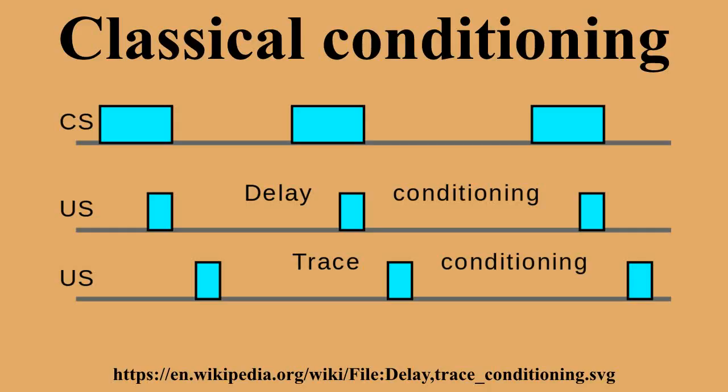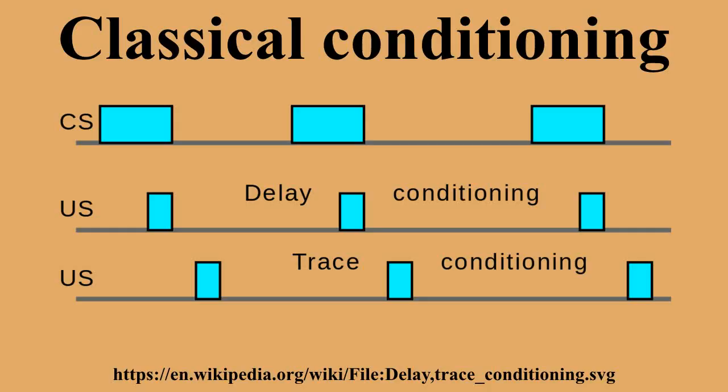Simultaneous conditioning. During simultaneous conditioning, the CS and US are presented and terminated at the same time. For example, if you ring a bell and blow a puff of air into a person's eye at the same moment, you have made the CS and US coincide.